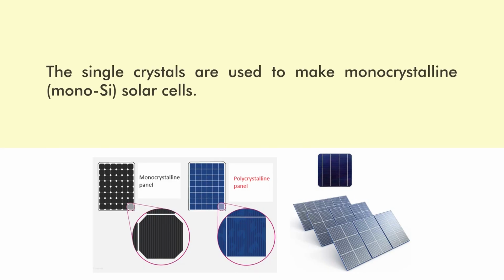At the moment, the majority of the solar cells on the market, about 90%, are made from crystalline silicon wafers. The single crystals are used to make monocrystalline solar cells. Single crystalline wafers are typically 125 mm or larger in size with a pseudo square shape. Monocrystalline silicon cells are typically dark colored and cylindrical in shape.